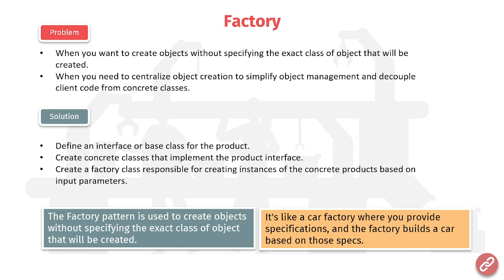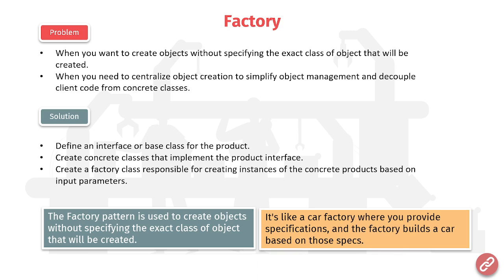have provided, right? So similarly, we want to centralize the object creation to simplify object management and decouple client code from concrete classes, meaning that whenever you want to create an object from a class, the object creation will not happen in the place where you want to have this class or the object. It will be created in a separate place, and it will be delivered to you based on the specifications that you have given as parameters, right?